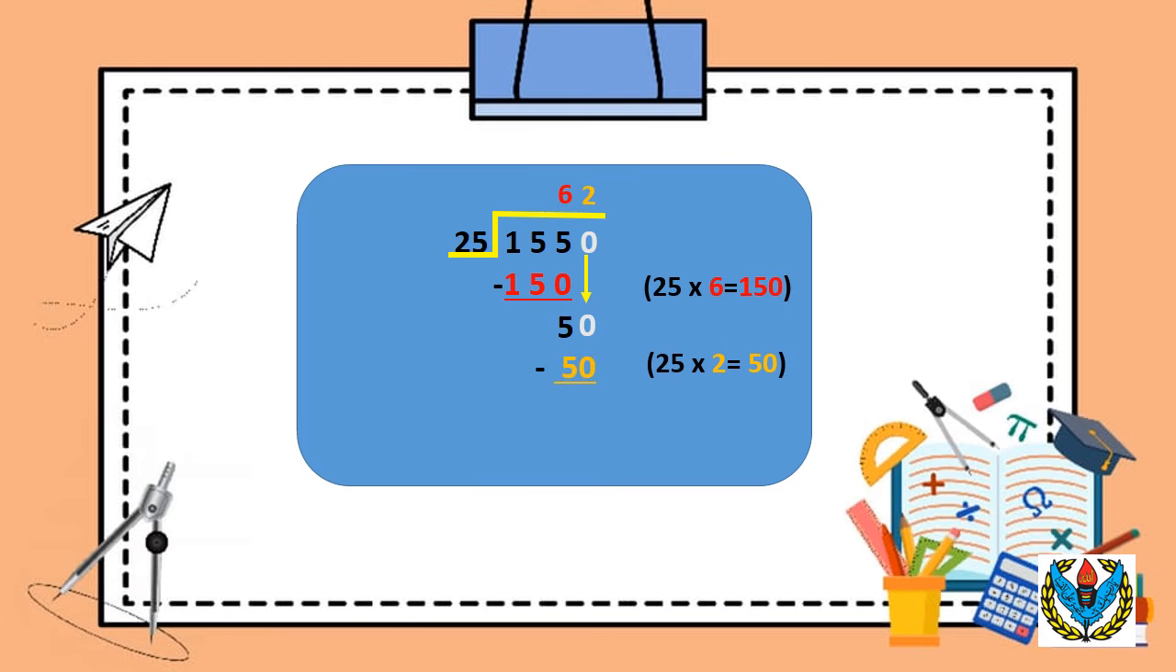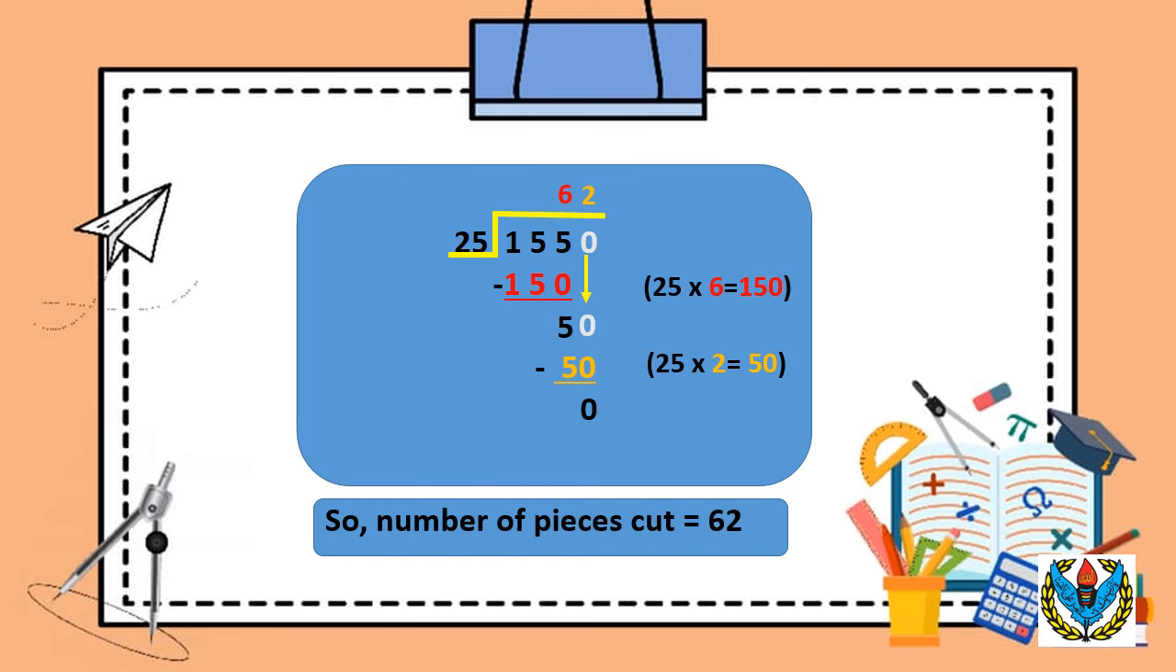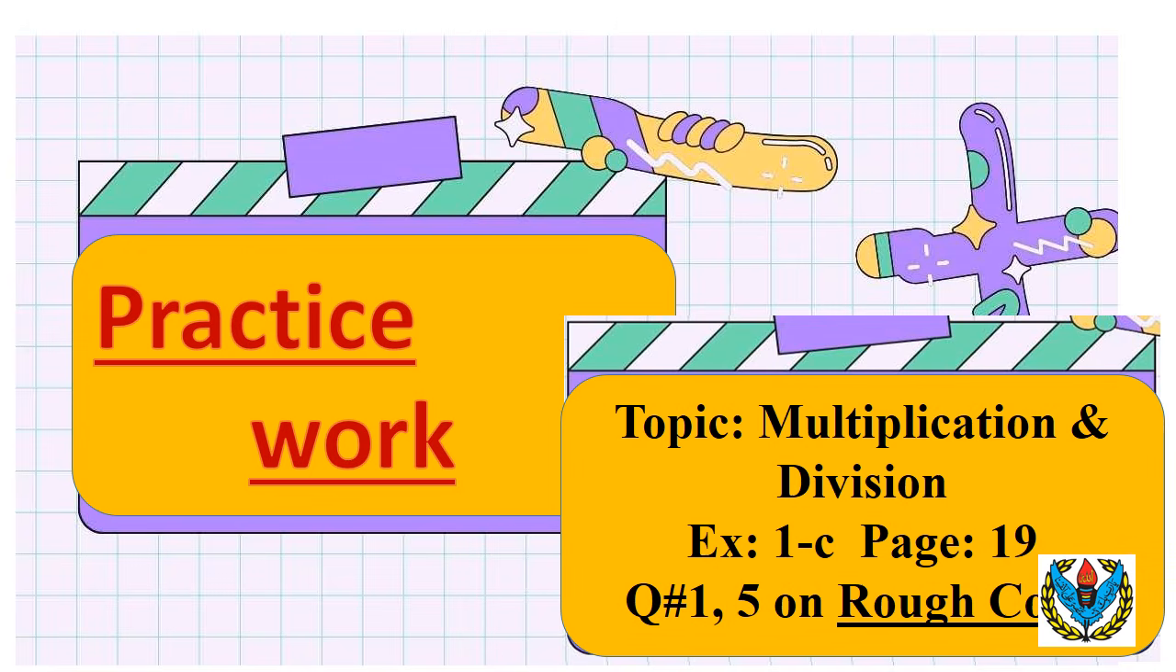Now 25 table, 25 twos are 50. You can write 50 below the 50 and do your subtraction. The remainder is 0. This is your complete division. Now in the last, you can write the statement of the answer. That is compulsory. Number of pieces cut is equals to 62.